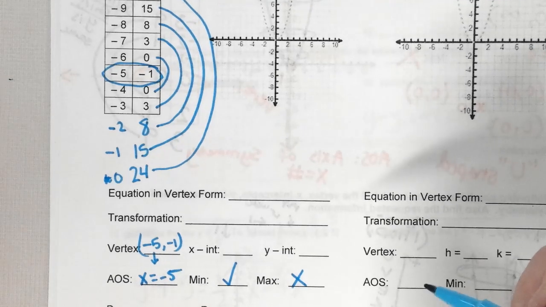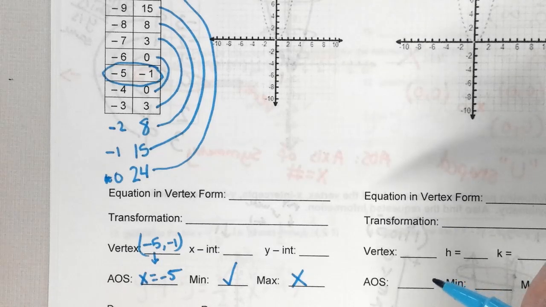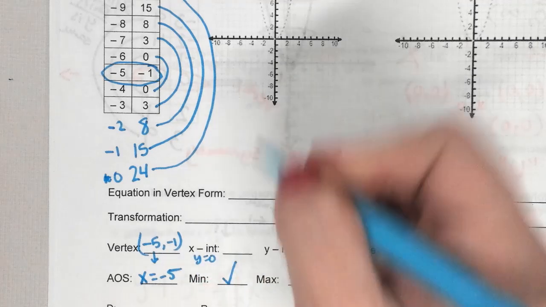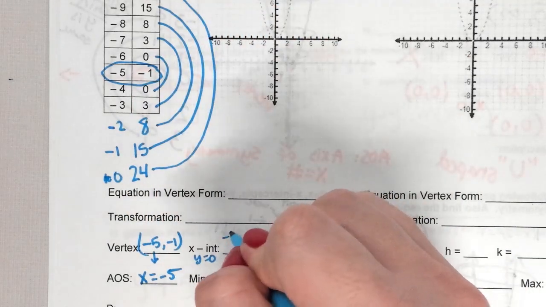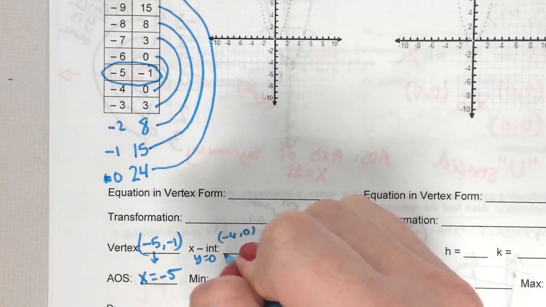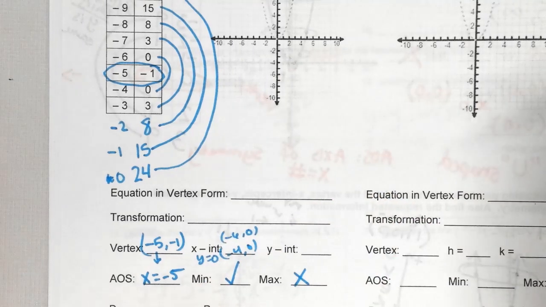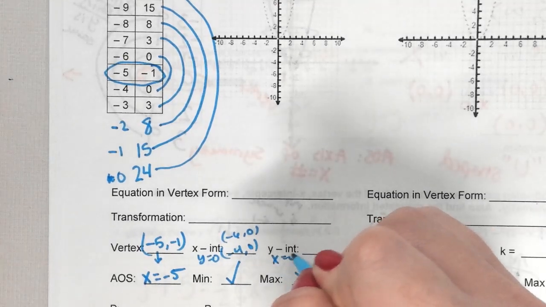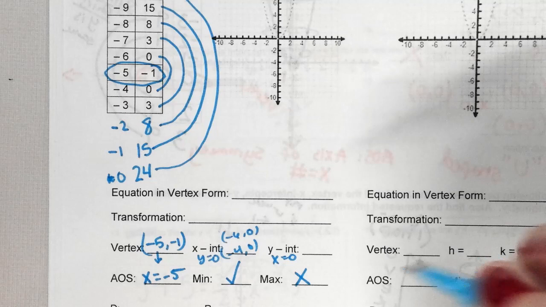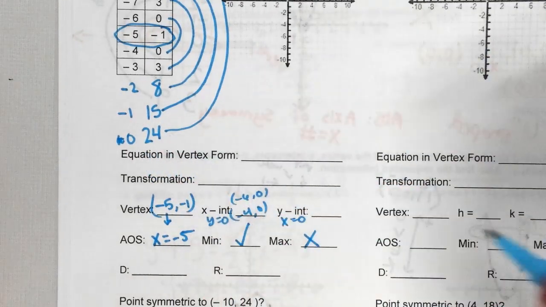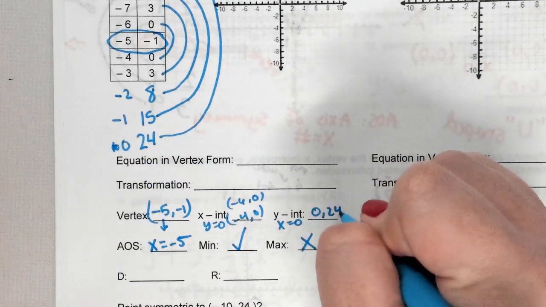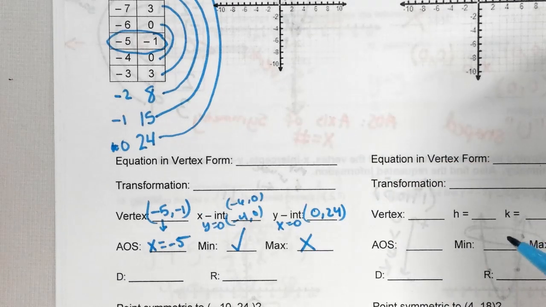What's my x-intercept? How do I know where my x-intercept is? It's where y is 0. And you'll see I have 2 of them. -6, 0, and -4, 0. What's my y-intercept? That's where x equals 0. There is always a y-intercept. We continued our graph and we found it, right? 0, 24. If we wouldn't have continued our graph, would we have found it? No. Domain is always what?